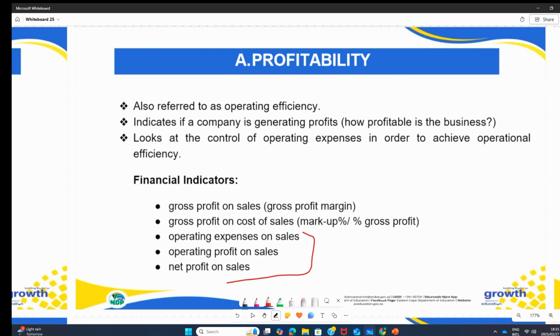If we look at the second financial indicator, which we also call the markup percentage or the percentage gross profit, that financial indicator is a policy financial indicator. What do I mean by that? The business is the one that is going to say how much the markup should be. So the business has a pricing policy. So do not use the first two financial indicators, the gross profit on sales, as well as the gross profit on cost of sales, to comment on the operating efficiency. Only look at the last three.